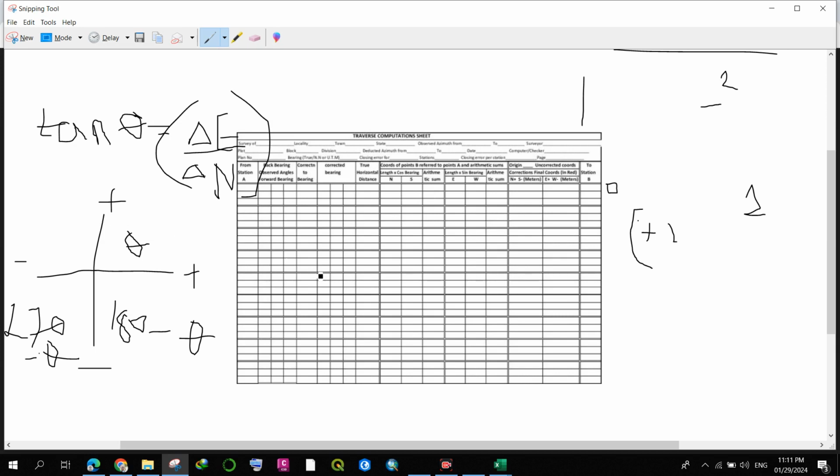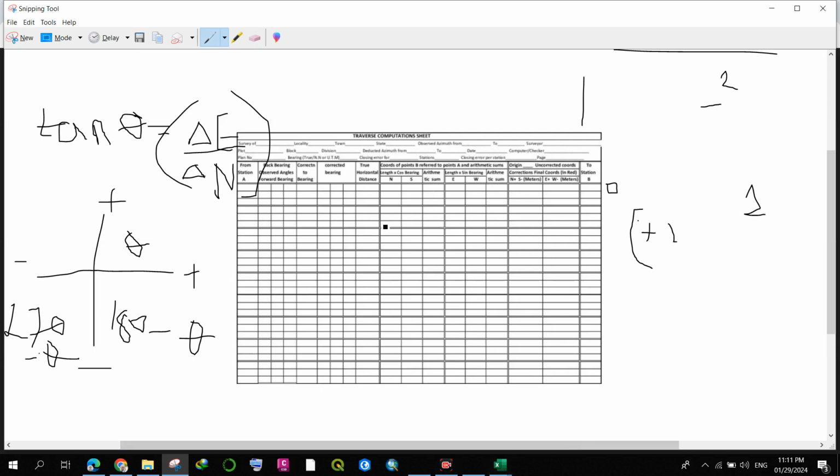So now for you to get the bearing, this theta is not your bearing. Be careful. That's what I said the other time. This theta is not our bearing. Some people just calculate tan theta equals change in easting over change in northing, and they say my theta is the bearing. No. It's not like that. It depends on the sign you have.